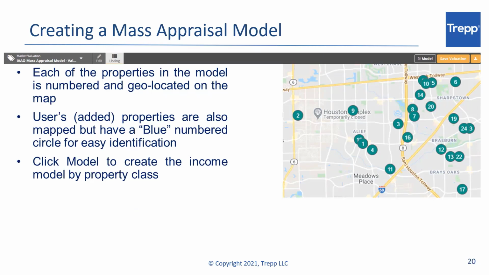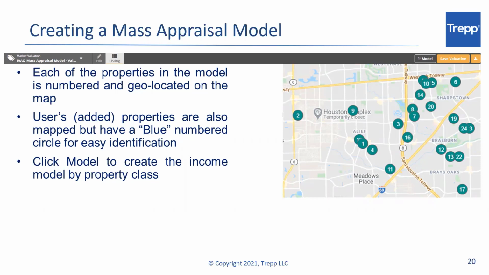It also will add the user uploaded data on the map. Those will have a slightly different color instead of this teal green color that's visualized today on the demonstration. The user uploaded data would have a blue icon so that you would be able to delineate what was Trepp data and what was user data.